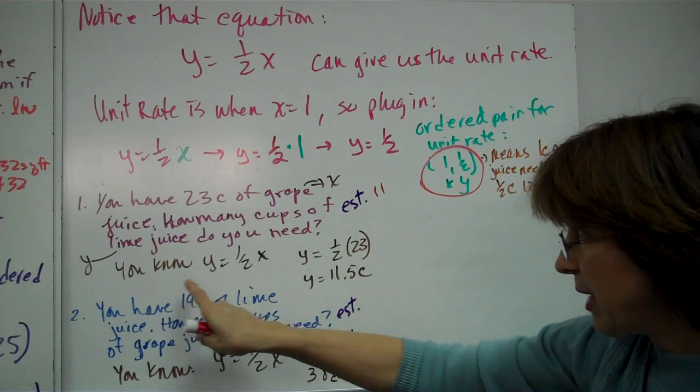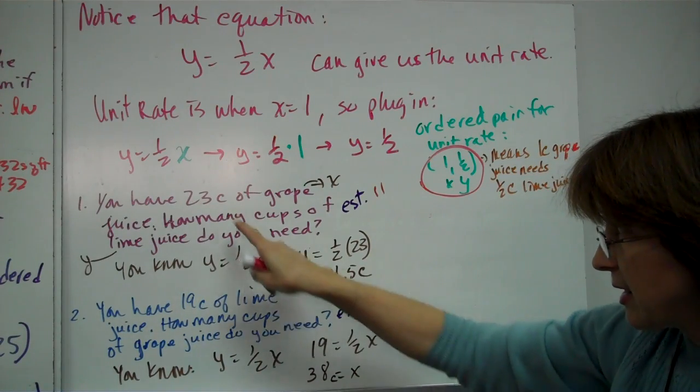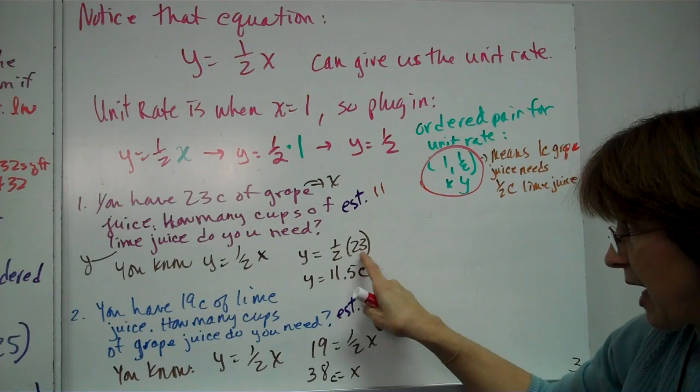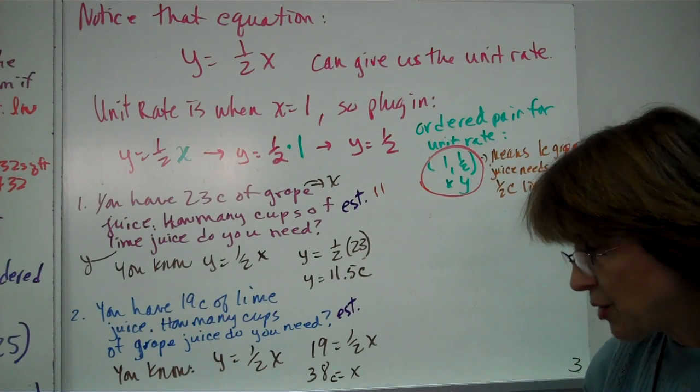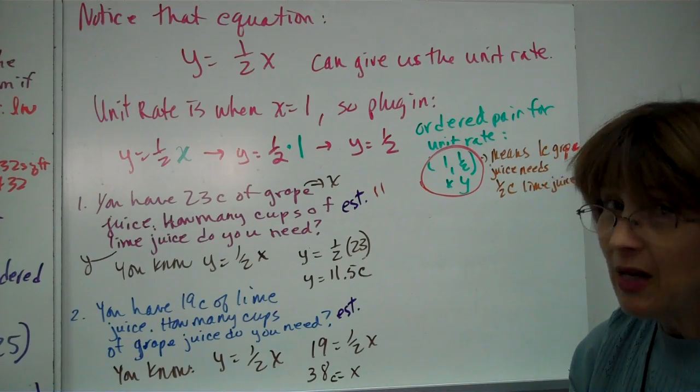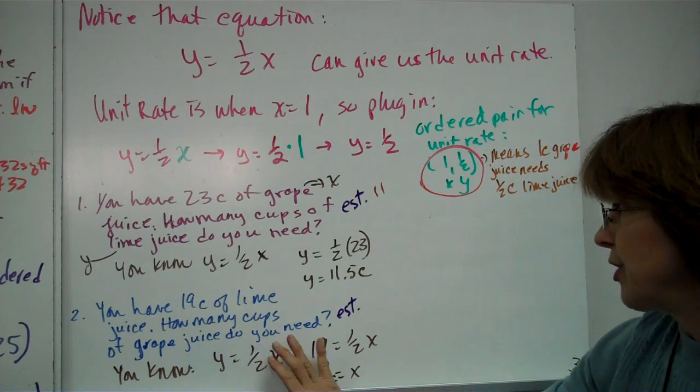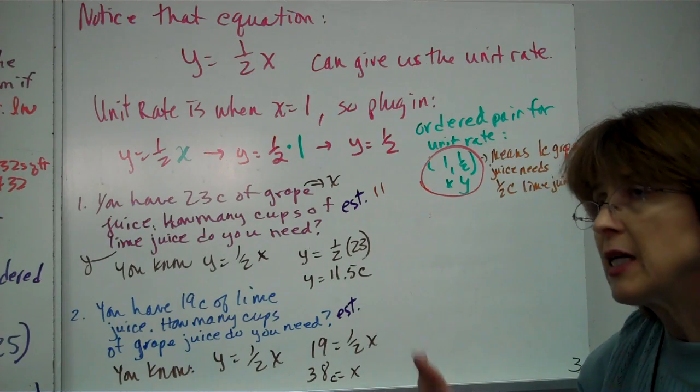So when you actually do the problem out, you just simply plug it in. Where the x is, since that's my x, I plug in 23, and I get half of 23 is 11.5 cups of lime juice. Okay? Next one. Suppose you have 19 cups of lime juice, and you want to know how much grape juice you need. Estimate first. Well, 19 cups of lime juice.